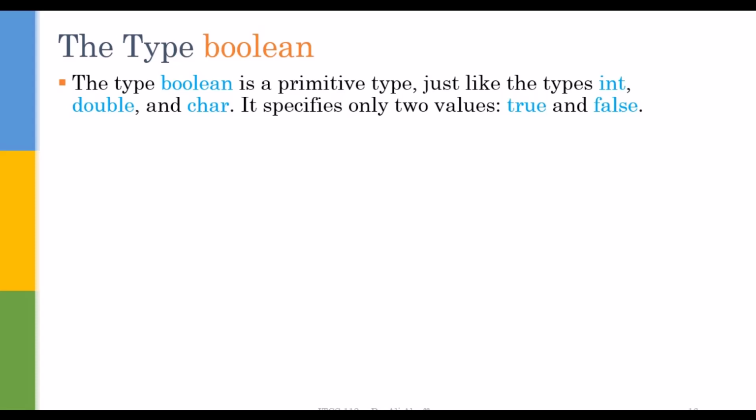What if you want to save this result? When we have numbers, we can save them into integer, long, and double. What if you want to save the result of a condition? The data type boolean is a primitive, just like integer, double, and char. It specifies only two values, true and false. So the values we can save inside a boolean data type are either true or false.